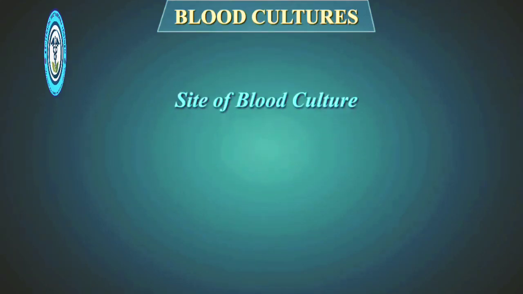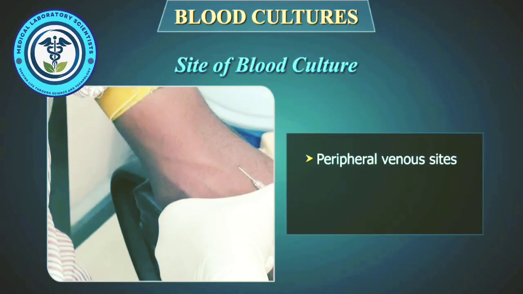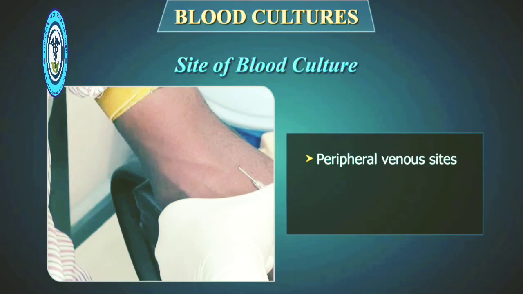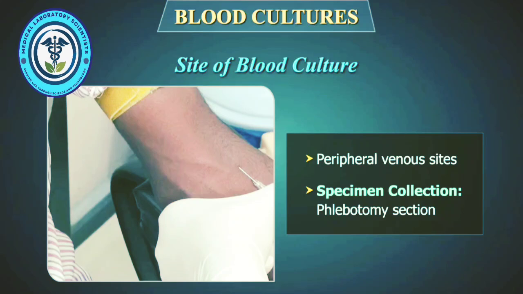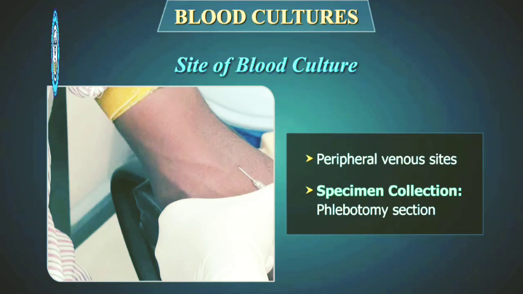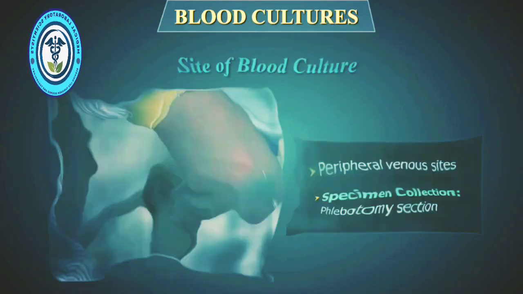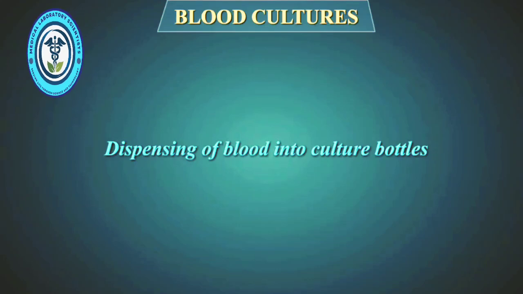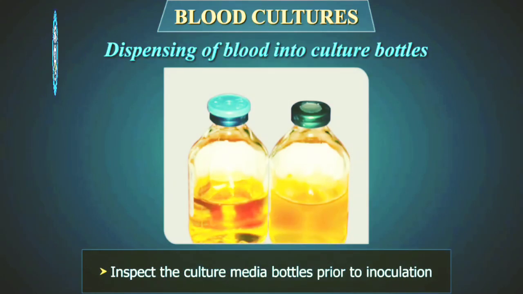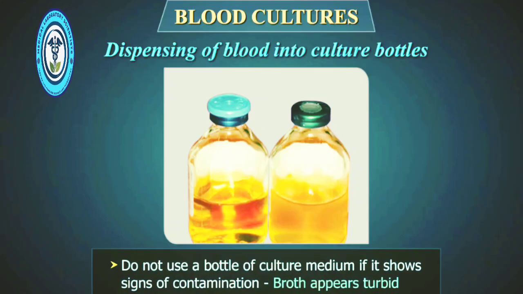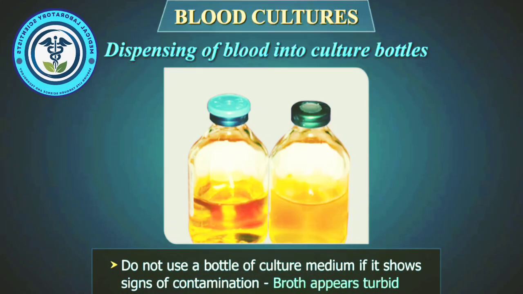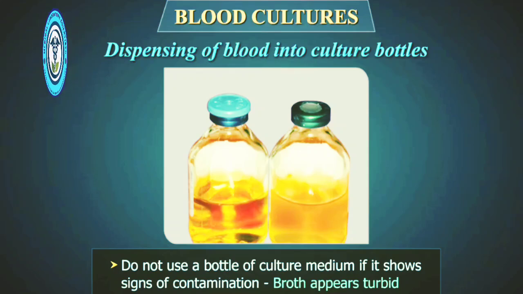Site of blood culture. Blood should be obtained from peripheral venous sites. Specimen collection. Refer to the phlebotomy section for correct sample collection techniques. Dispensing of blood into culture bottles. Inspect the culture media bottles prior to inoculation. Do not use a bottle of culture medium if it shows signs of contamination, that is, the broth appears turbid.